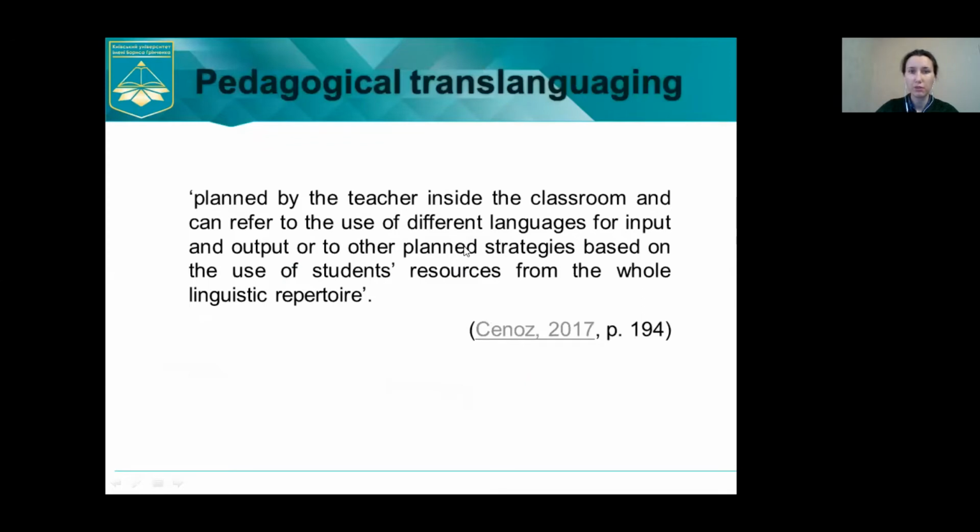From the pedagogical point of view, this is a special pedagogy that covers the teacher's planned usage of different languages for input and output, as well as planned strategies of usage of the different linguistic repertoire of students. This definition is suggested by Jason Cenoz, and you can see the citation below.